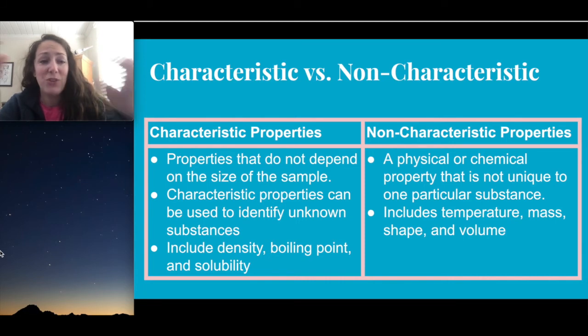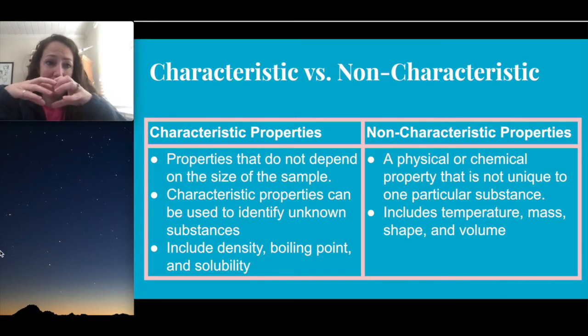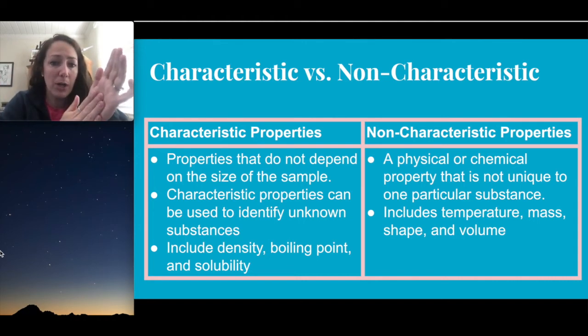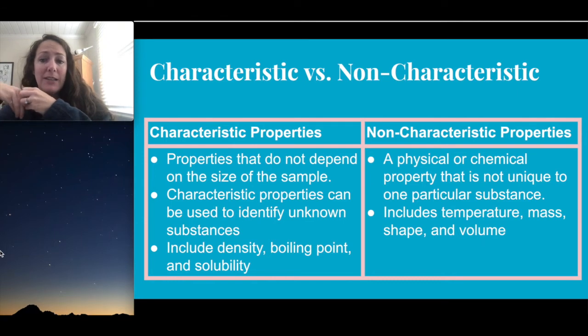The volume, if you just blow up a balloon a little bit, it's going to have a different volume than a balloon blown up really huge, but it's still going to be a balloon. So the volume doesn't really tell us specifically what an object is, but it can help guide us in the right direction. So characteristic properties are properties that stay the same no matter how much of that substance you have. And non-characteristic properties are properties that can change within an object based on size or based on mass or what you do to it.